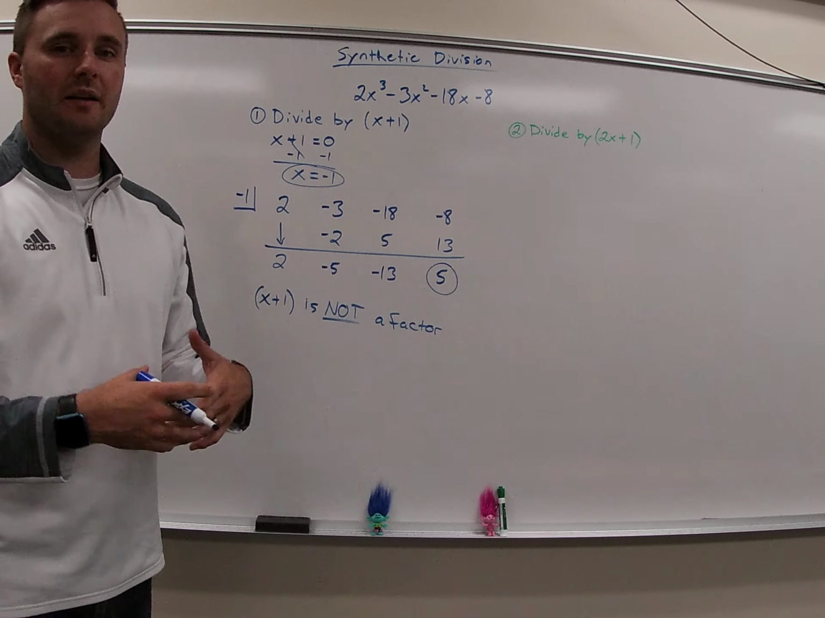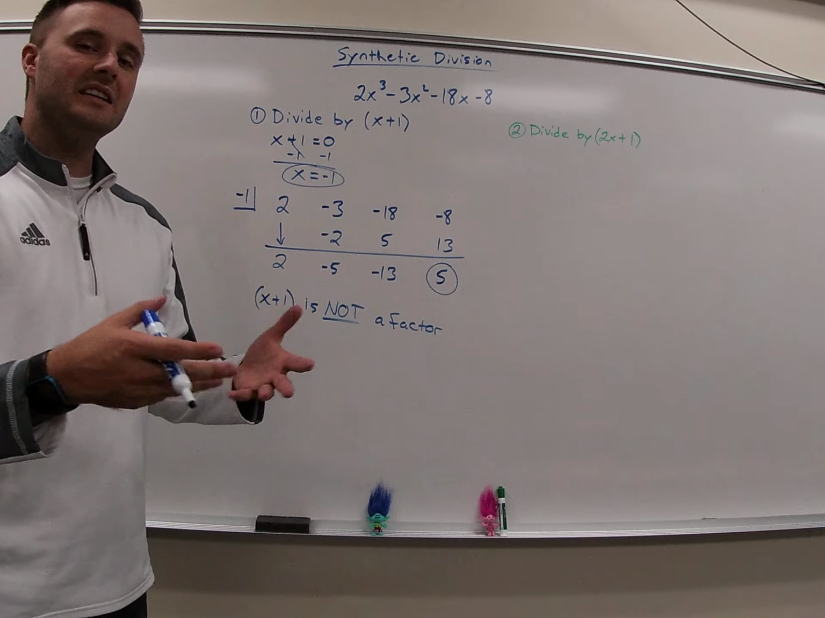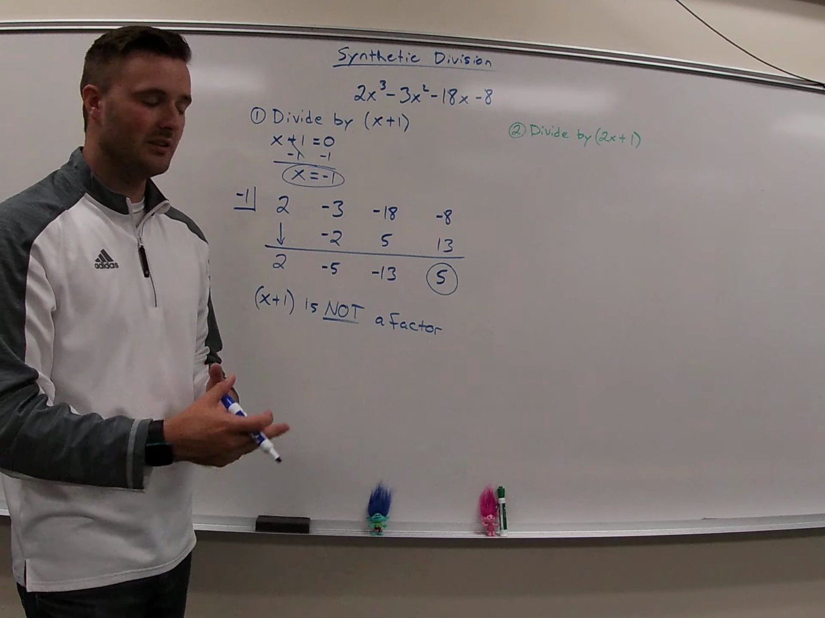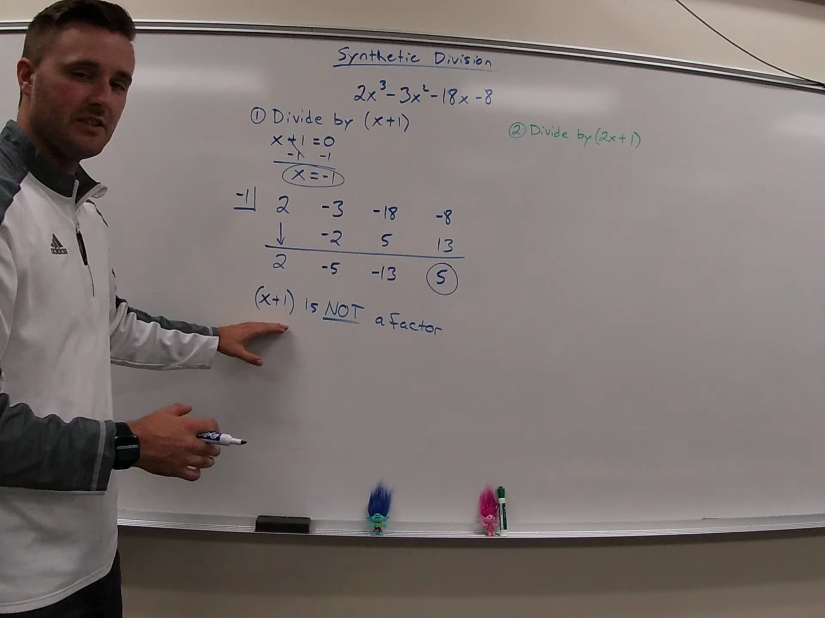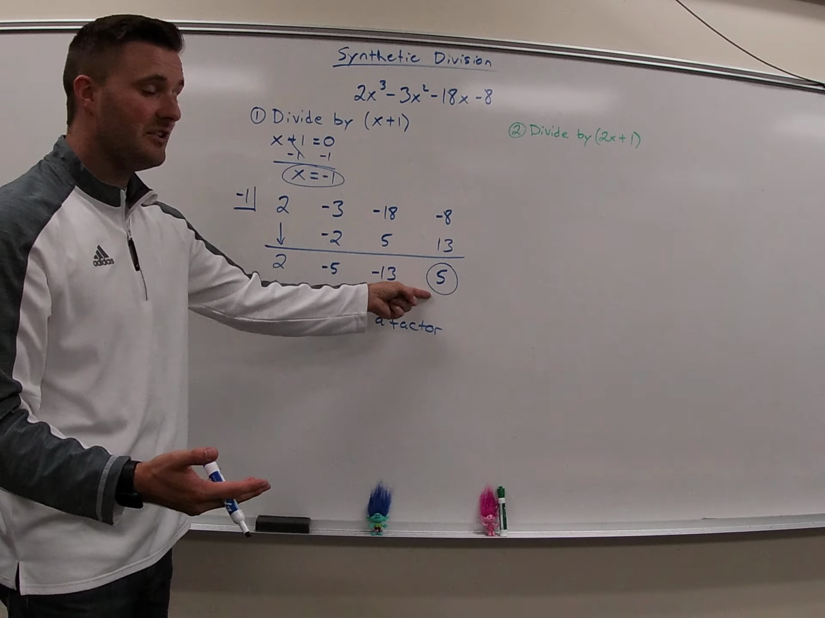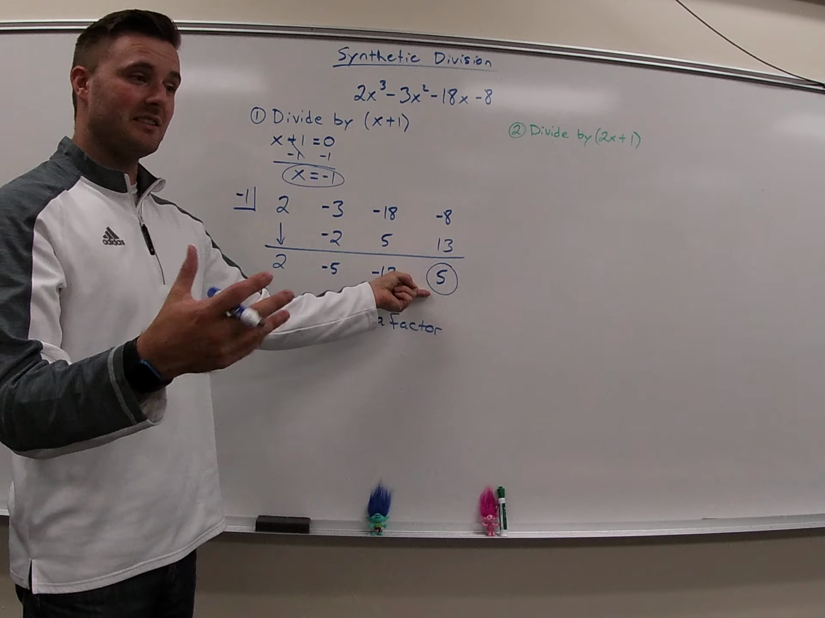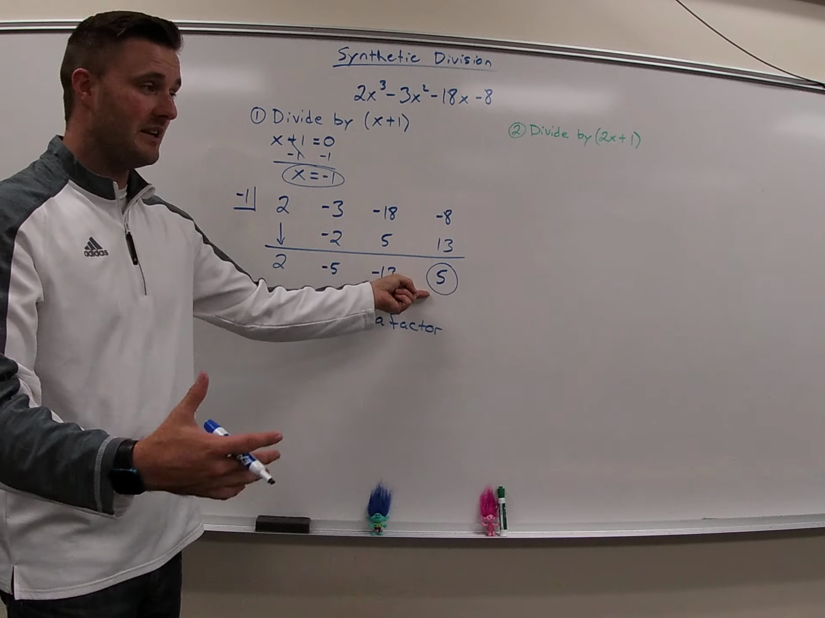But if I said, what's 20 divided by 6? It would not go in evenly. You would have to give me a decimal or a fraction. And so this is the same thing here. It doesn't go in evenly, so we don't get a remainder of 0. If I divided 20 by 6, I would get 3 with a remainder of 2.